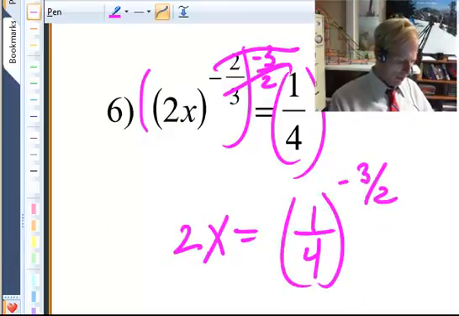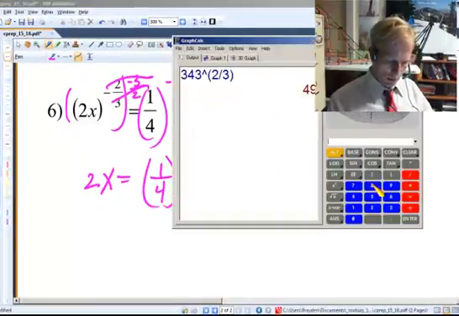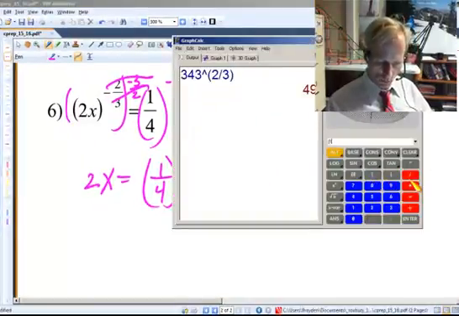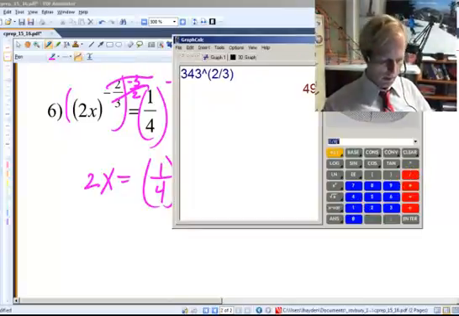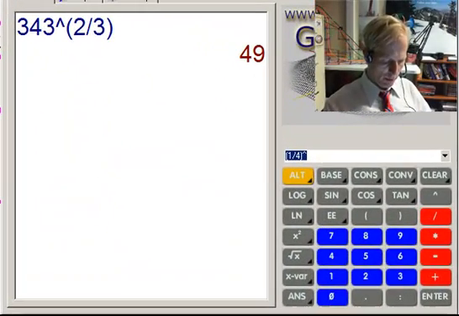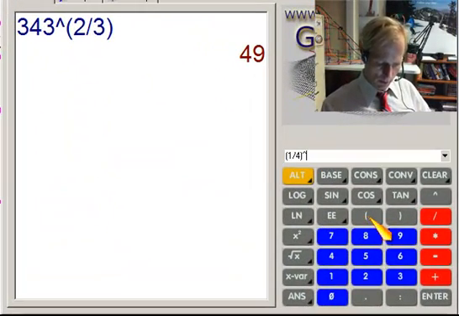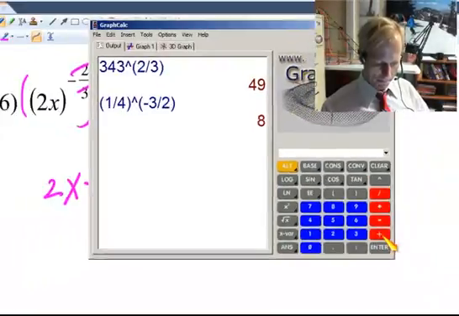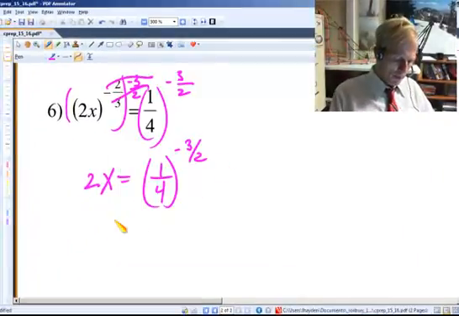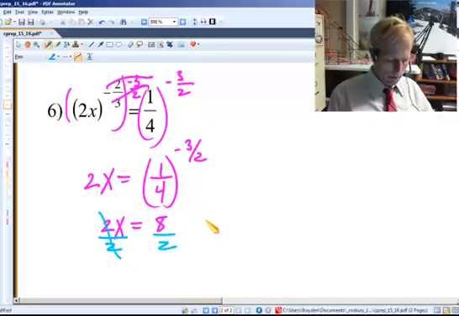So let me do this on my calculator. In parentheses, I'm going to do 1 divided by 4. I'm going to hit the exponent key, and then I need to do negative 3 divided by 2. So parentheses, negative 3 divided by 2, close parentheses, enter, and I get 8. So 2x equals 8, and then I'm going to divide by 2, and that's going to give me x equals 4.